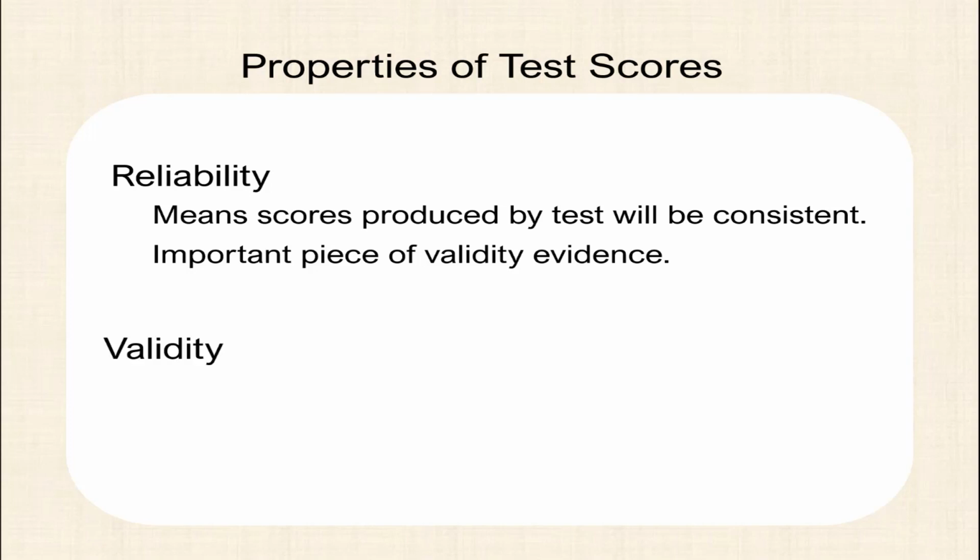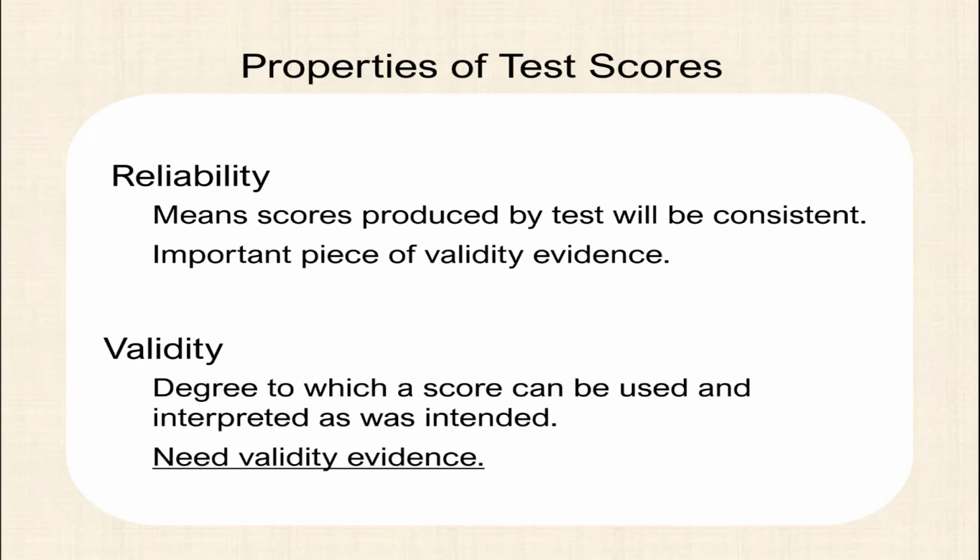And then there's the big property, validity. It's the degree to which a score can be used and interpreted as what was intended. And to get to that point, we need validity evidence. And some of that evidence comes from having followed the guidelines for developing the outcomes and the assessments.